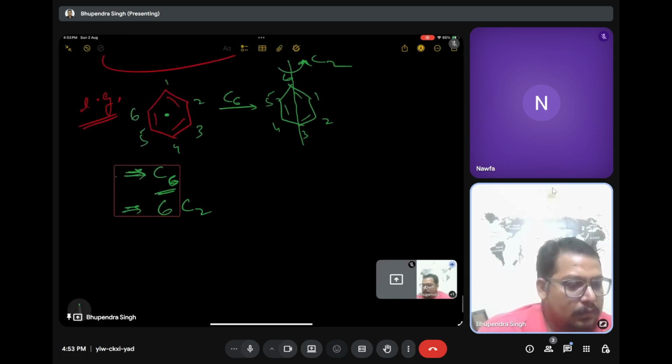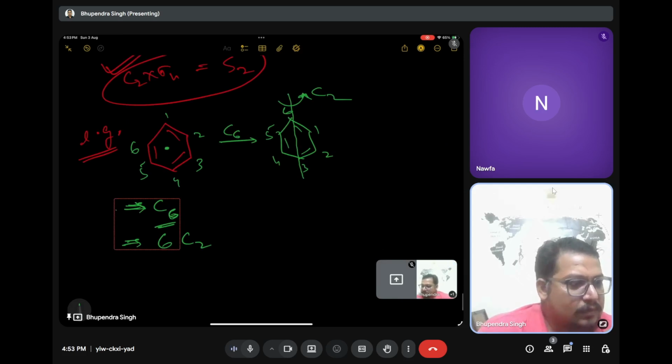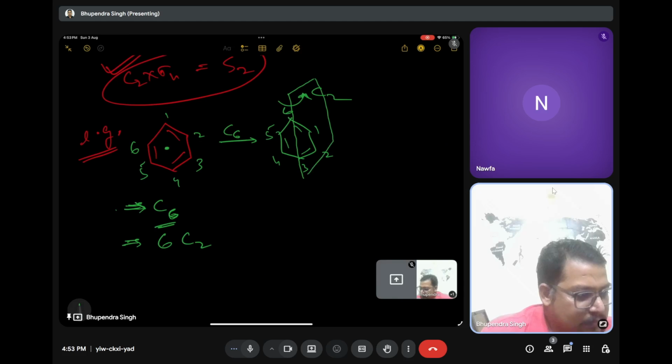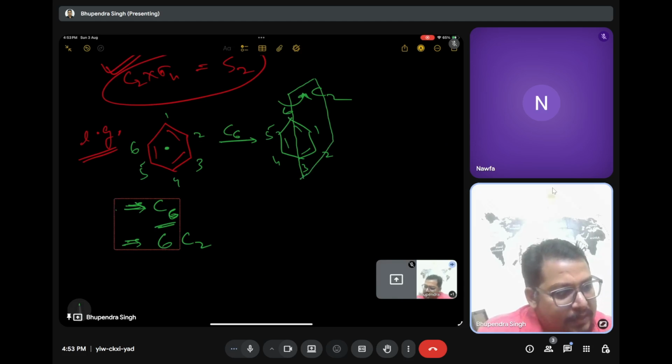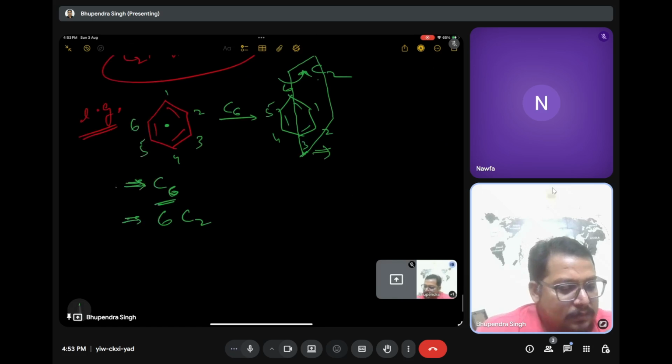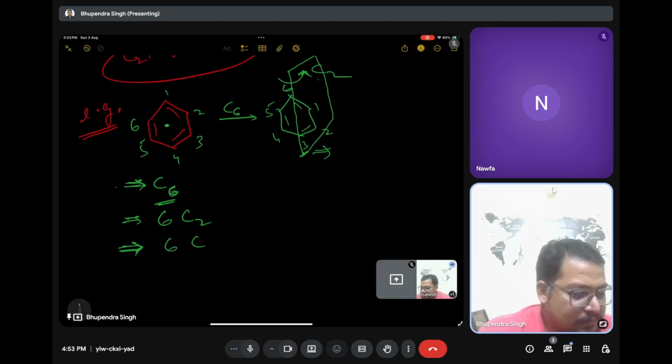Now, how many sigma v's are present? Like these planes of symmetry. Again, take this plane, considering the one which has this C2 axis. It will give you the same molecular orientation. So we have 6 sigma v's.